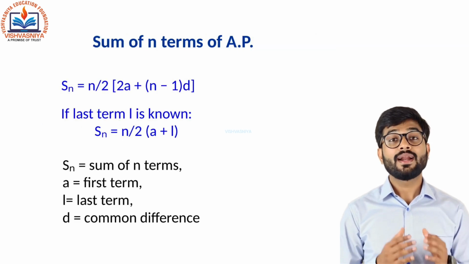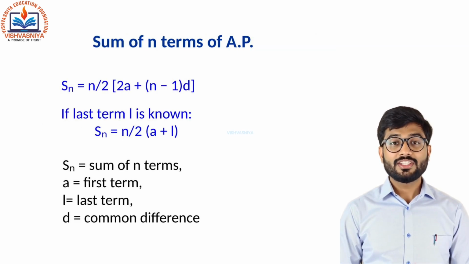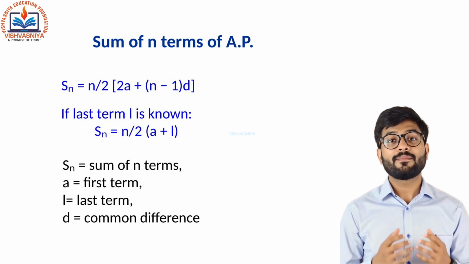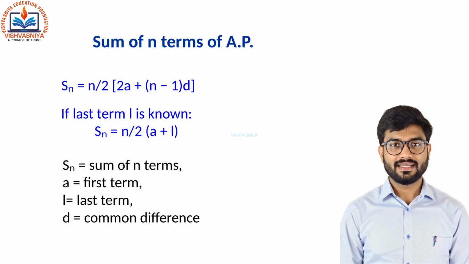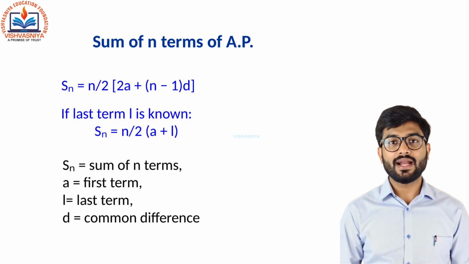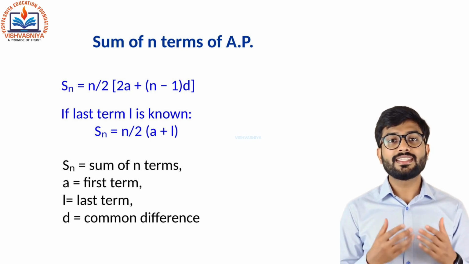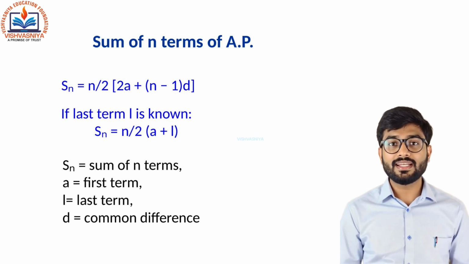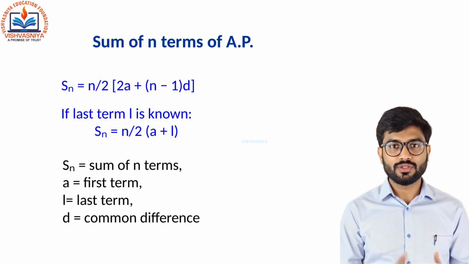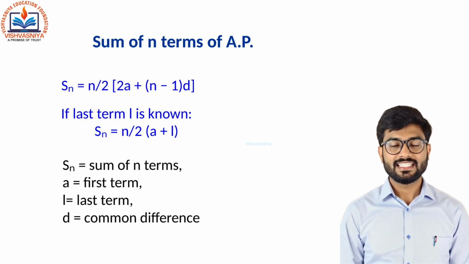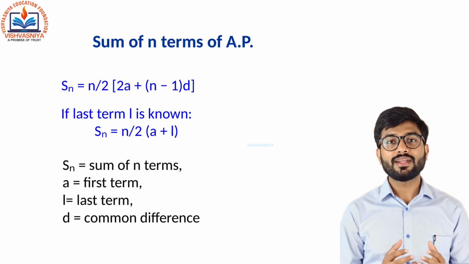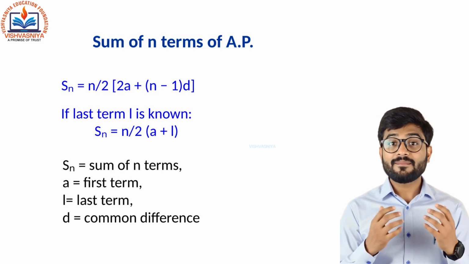Now let's learn how to find the sum of the first n terms of an arithmetic progression. The formula is Sn equals n divided by 2 multiplied by 2a plus n minus 1 into d. If the last term, called l, is already known, then the sum can also be found using another formula, Sn equals n divided by 2 multiplied by a plus l.